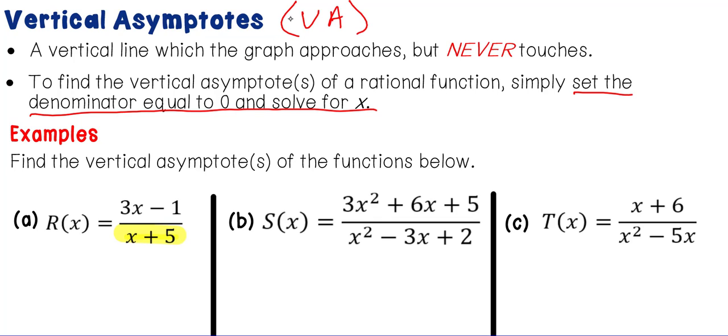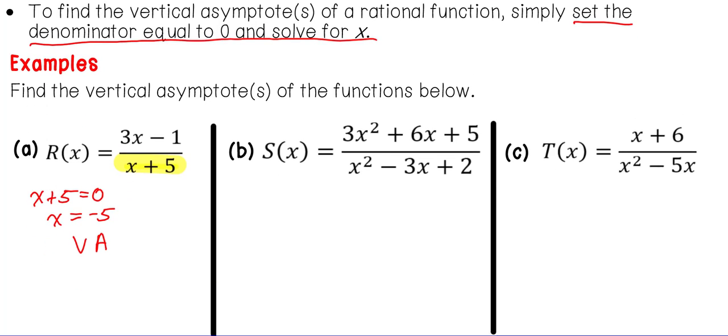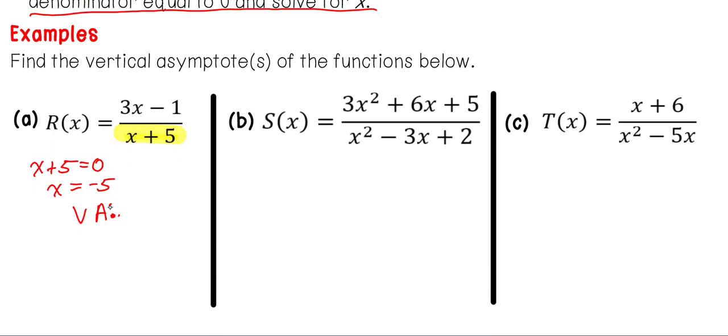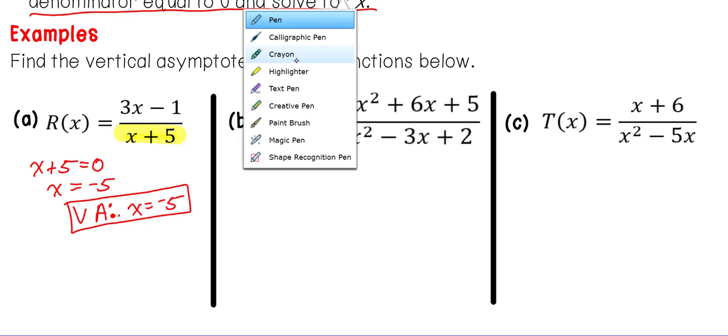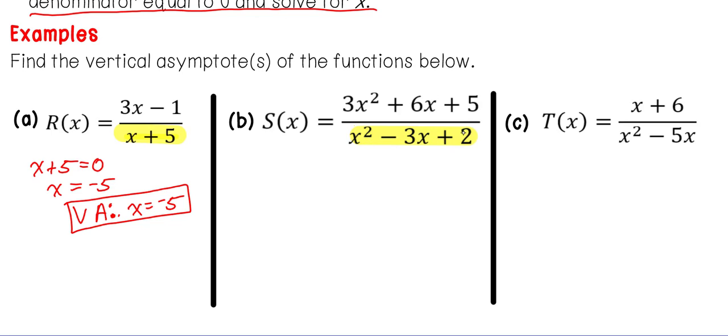So we're going to look at the denominator only. We are going to take that x plus 5 and set it equal to 0. And that gives us x equals negative 5. So our vertical asymptote is x equals negative 5. So for the next one, when we look at the denominator, we need to simplify this into factored form.